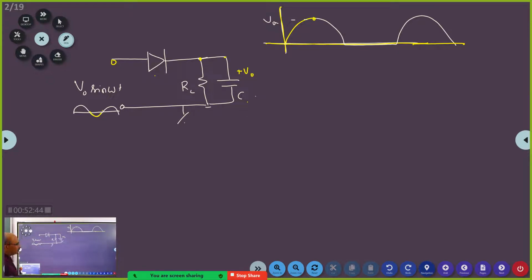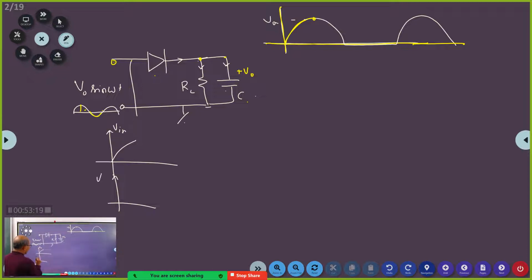Correct? Formally, whatever current was flowing here, some current was flowing here, some current was flowing here. So both the voltages were rising like this. But now, once it has reached the peak, this voltage now becomes negative, isn't it? See, the input voltage here was rising. So this is V in voltage and this is V out voltage. So V out voltage was also rising.